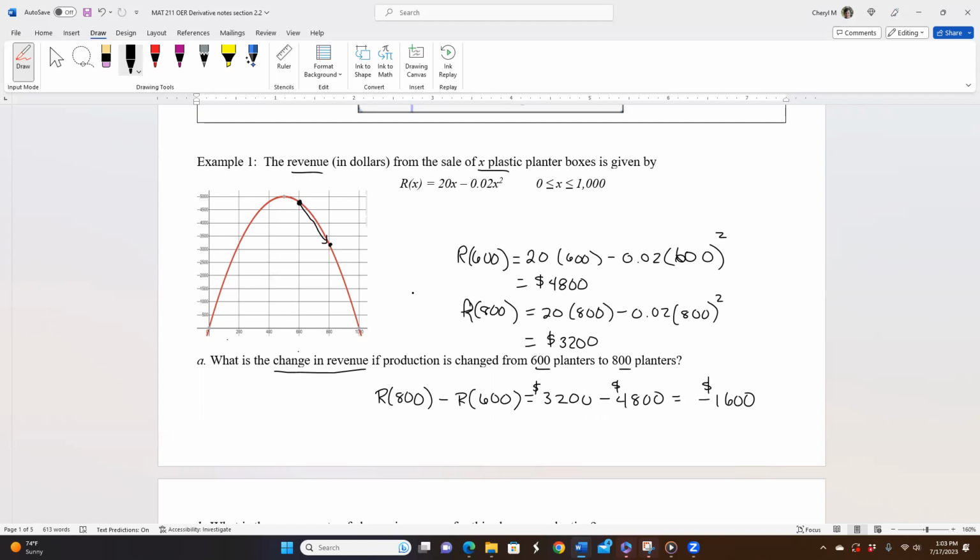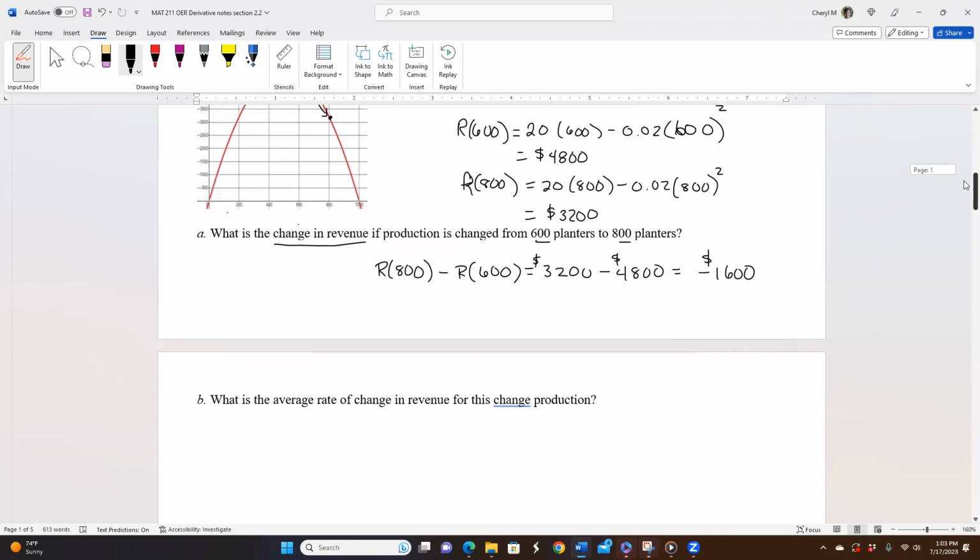It is moving down. Part B on this question asks us, what is the average rate of change? Now remember, average rate of change is like the slope. So we just found the numerator of our slope. It would be R of 800 minus R of 600 over the 800 minus 600. In this case, we already found our numerator to be a negative $1,600, and our denominator would be 200. So that would give us a negative 8.